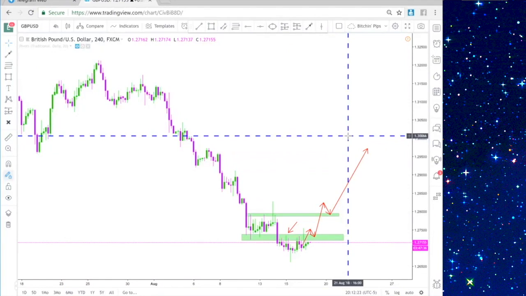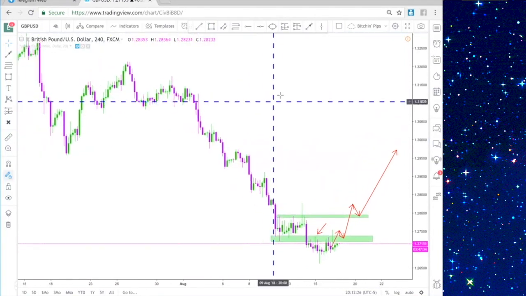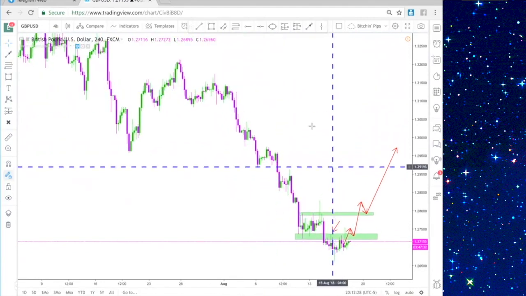Robert will do it, dude. Gotta watch him. He'll do it. But yeah, as of right now, she's still bearish. She's still bearish.